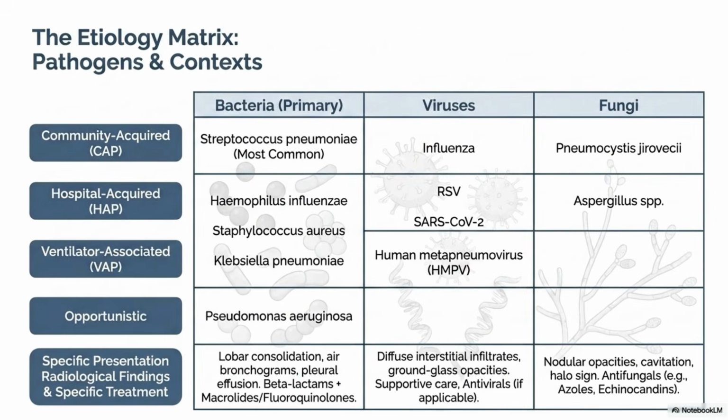Understanding the etiology is crucial. Pneumonia can be caused by various bacteria, viruses, or fungi, and occurs in different contexts, such as community-acquired, hospital-acquired, or ventilator-associated cases. Identifying the specific pathogen guides both diagnostic testing and treatment.